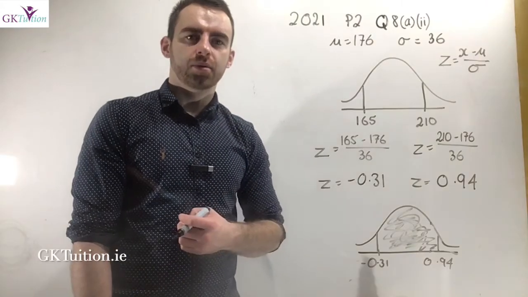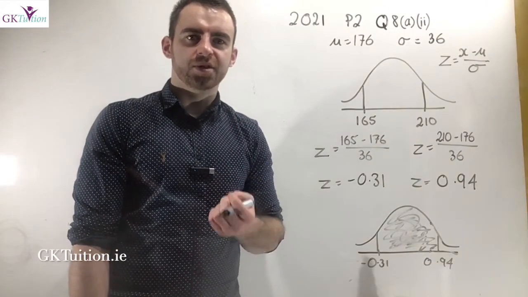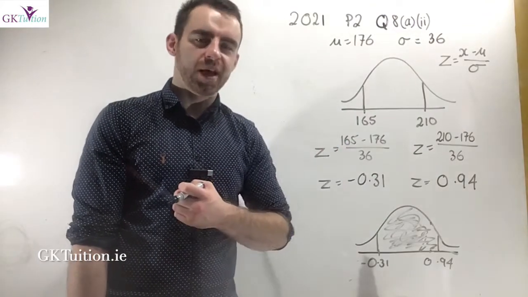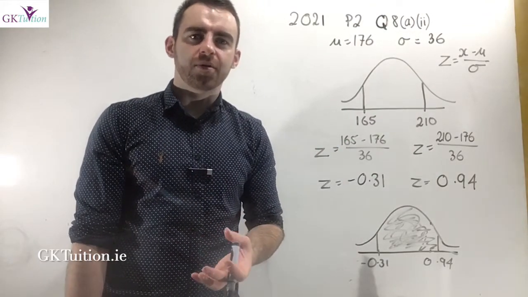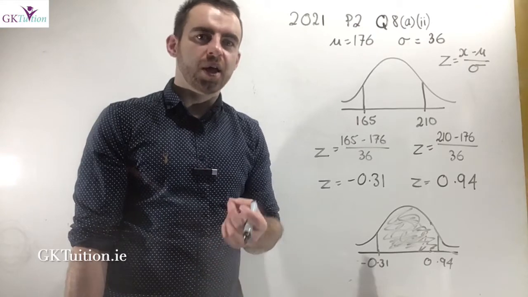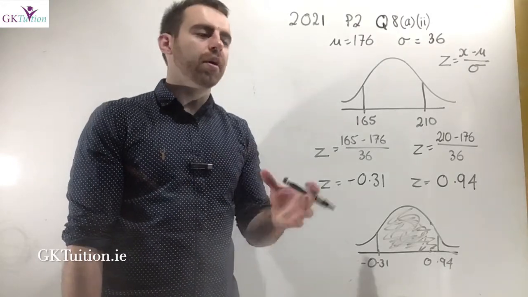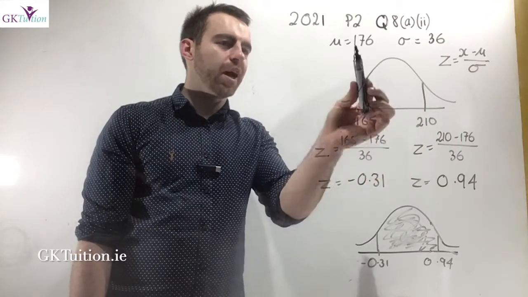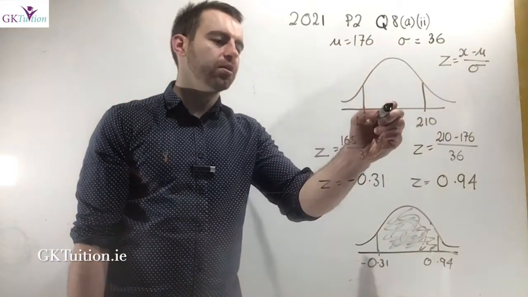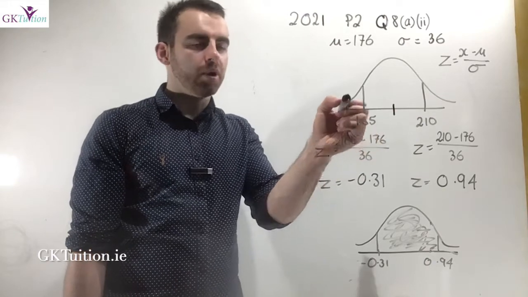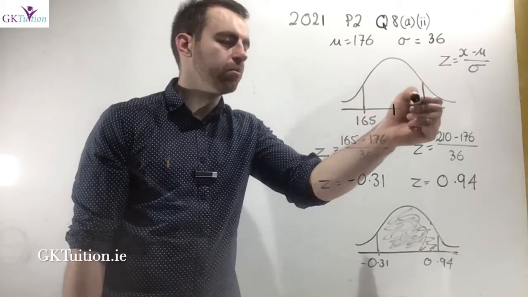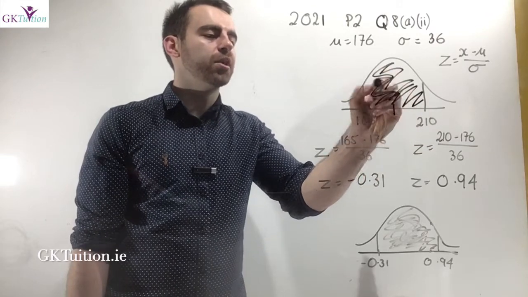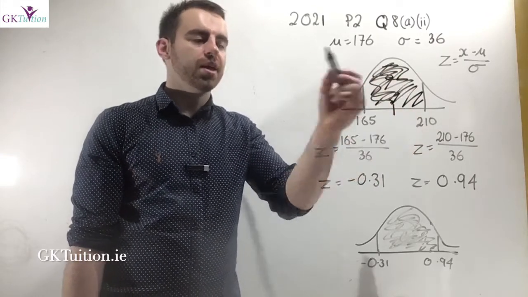In part 2, we're told that a student is awarded a certificate of merit if they get between 165 and 210 marks in the exam. We need to figure out the percentage of students that got the certificate of merit. So I've illustrated this in a little normal curve here. Obviously we're told the average is 176. So students who get 165 are below average. Students who get between 176 and 210 are above average. I need to work out the percentage of figures in this normal curve in there.